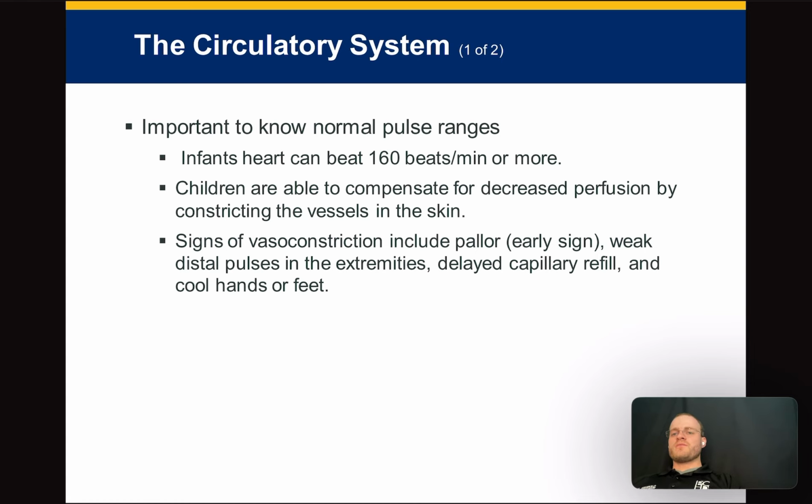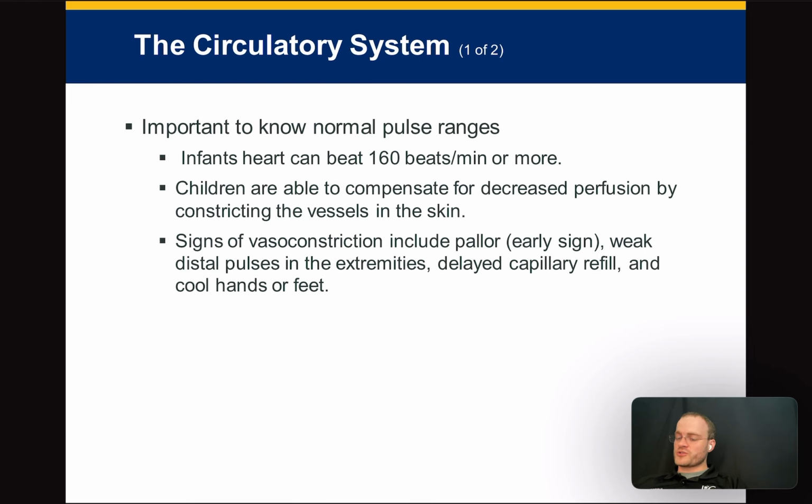Children are able to compensate for decreased perfusion by constricting the vessels in the skin. I'm reading this to you, but I don't have a lot to add. Signs of vasoconstriction include pallor. Remember, pallor is the whitening of skin tissue, because they constrict the vessels in the skin. So they're robbing the pink color from the skin, the blood, and they're shunting it to the core.